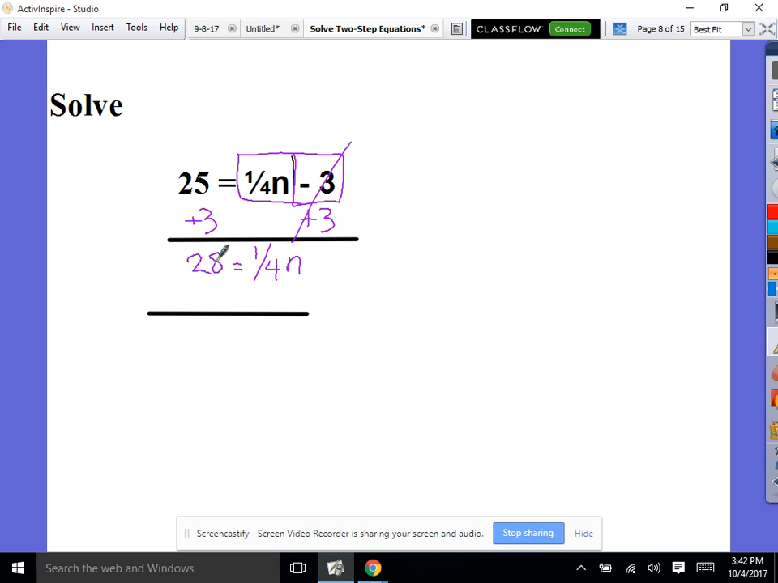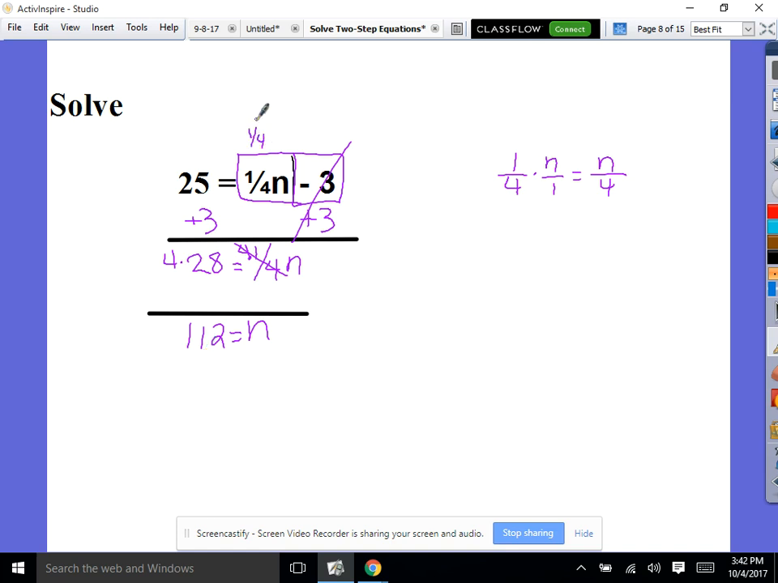equals 28. Now remember, we said that 1/4 n is the same thing as n over 4. So we need to multiply by 4 on each side. So that gives us n equals 112. So let's just see if that works.